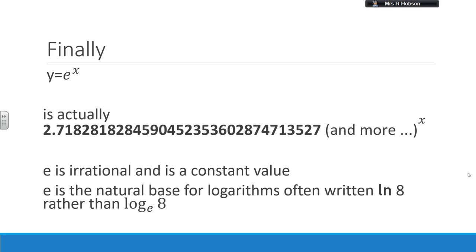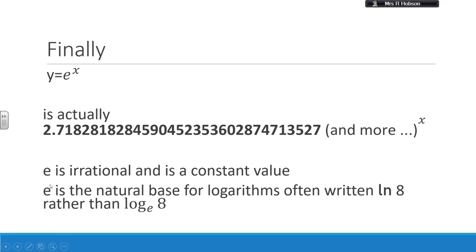And we have met something like this before. We've met pi. And if we look at it, e is irrational and is a constant value. It's always that value. So just like pi is irrational and it's always the same value. It doesn't change. And the reason I've written that there is it can be very easy, because we write e, that we're taking it as a variable. It's not a variable, it's a constant.